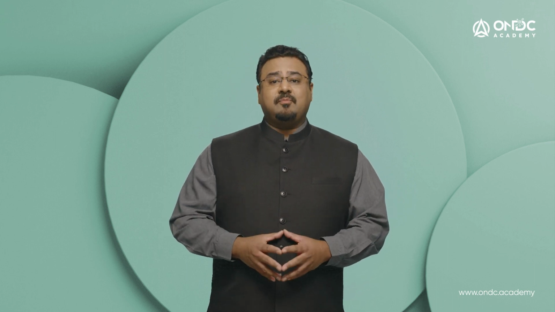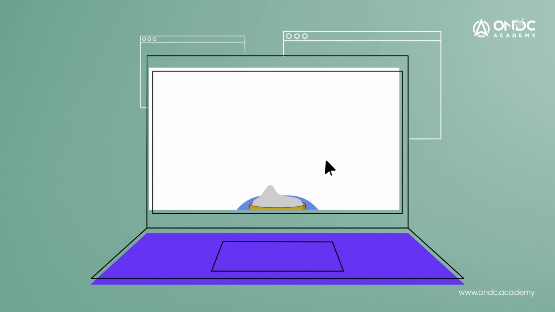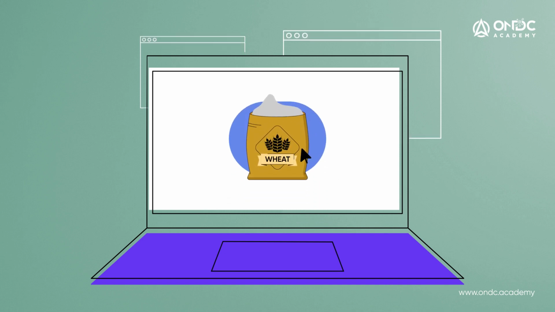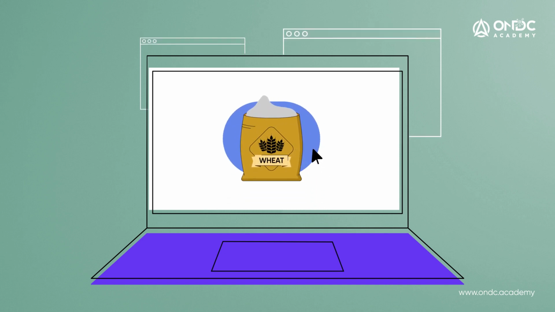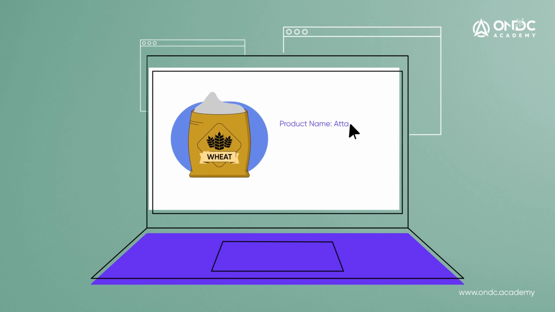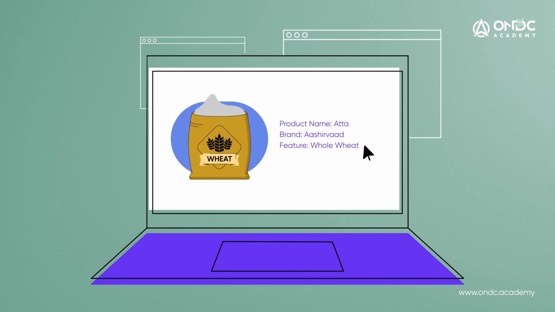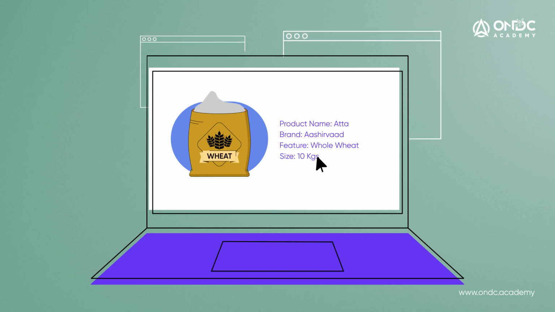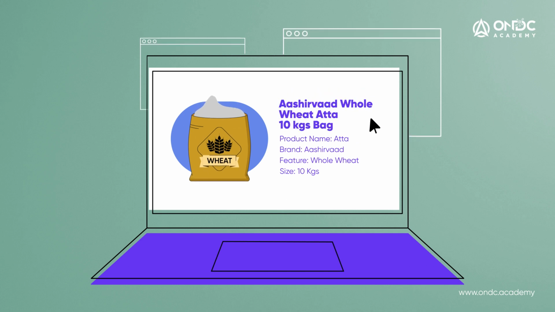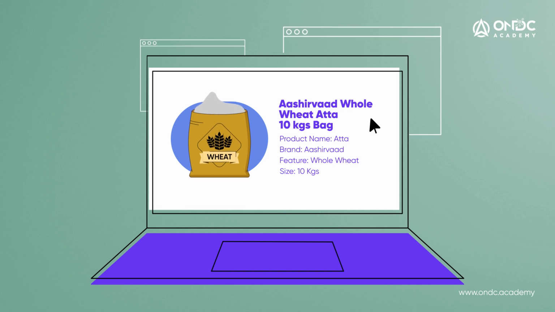Here are a few sample product titles. In the grocery category, let's assume we have wheat as a product. The attributes or elements selected by relevance here are product name, which is Atta, the brand Ashirvad, its feature whole wheat, size 10 kgs. The suggested title in this case is Ashirvad whole wheat Atta, 10 kg bag.